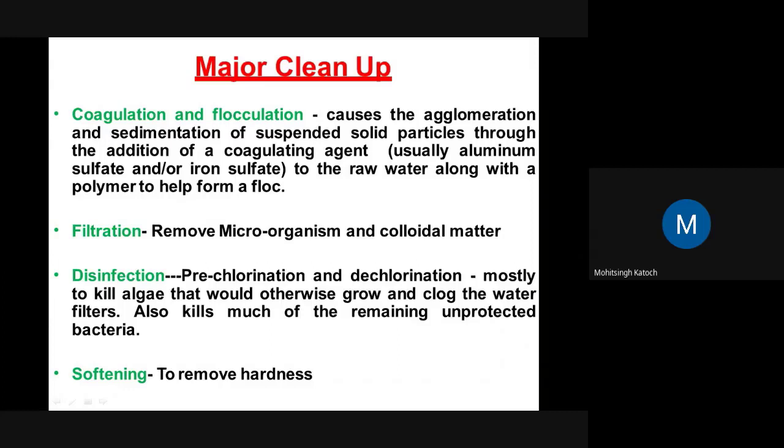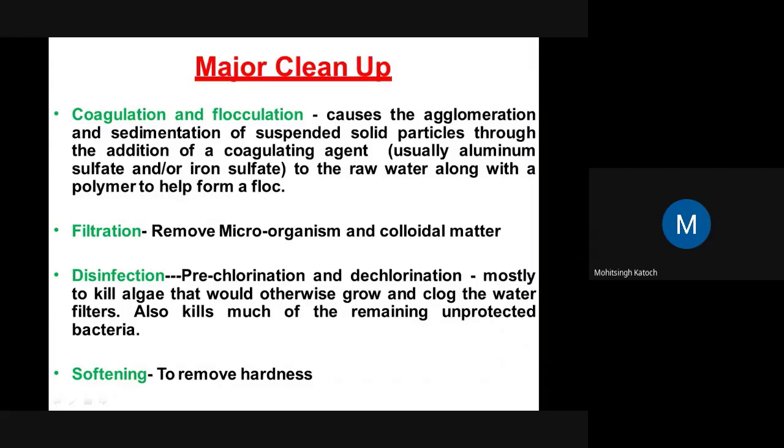It is almost obsolete in the present scenario, as its efficiency is very low and it requires a very large space. We generally tend to provide only rapid sand filters or pressure filters in congested urban areas. After filtration, the next step is disinfection.